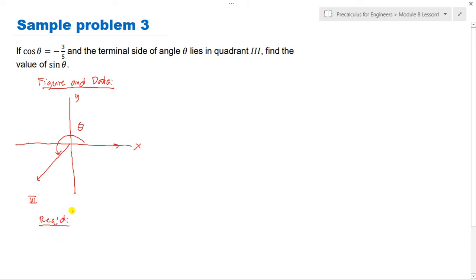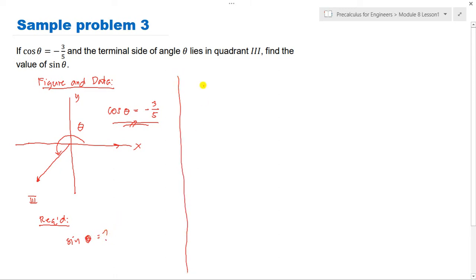We are required. So we have the data that cosine of the angle theta is negative 3 over 5. Now we can verify from the given that the location of our point is in quadrant 3. Why? Because cosine theta represents the x value, and here this is negative, so therefore it is on the left side. The required here is to solve for the value of our sine of theta.